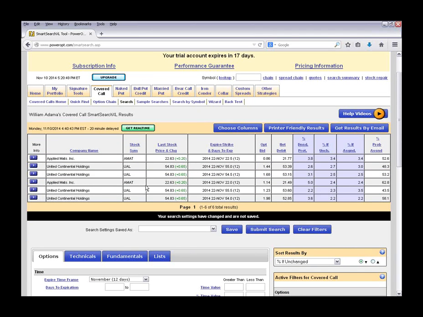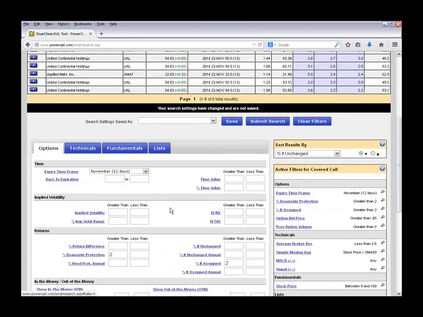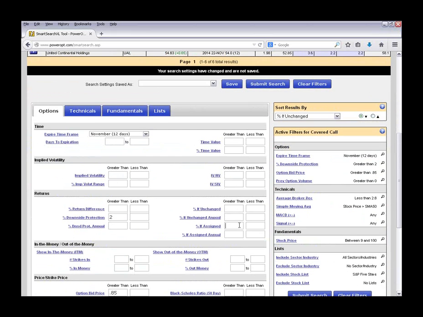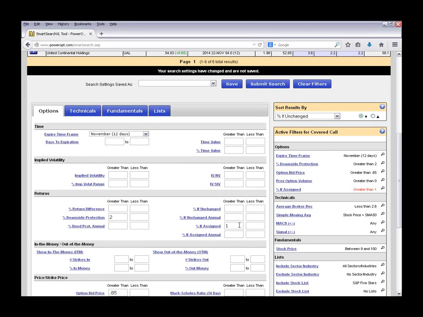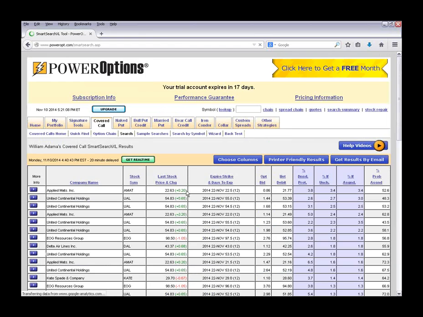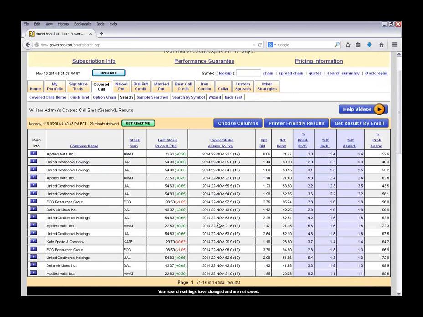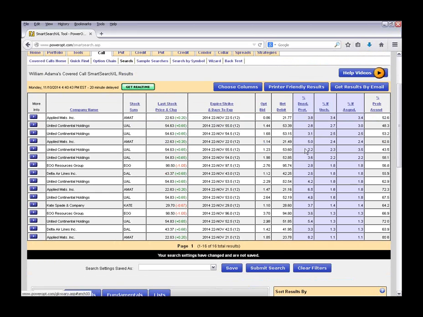So I realize now that if we wanted to see more results in different stocks in the S&P 5-star list, I'm probably going to have to lower my percent if assigned down to 1% for 12 days, which is not a bad return. It's almost about 2% for every 24 days or so. And that gives us more along the lines of what we're looking for. So out of the entire universe of options, limiting it down to the S&P 5-star list, we only have 16 covered call results that are offering at least a 2% downside protection and at least a 1% return if assigned.